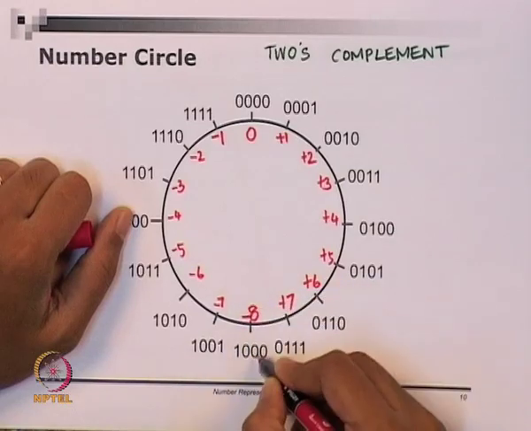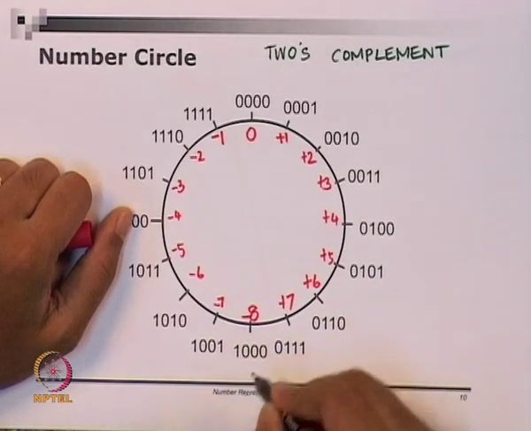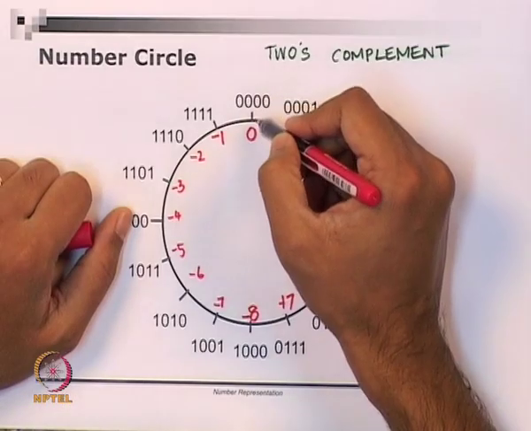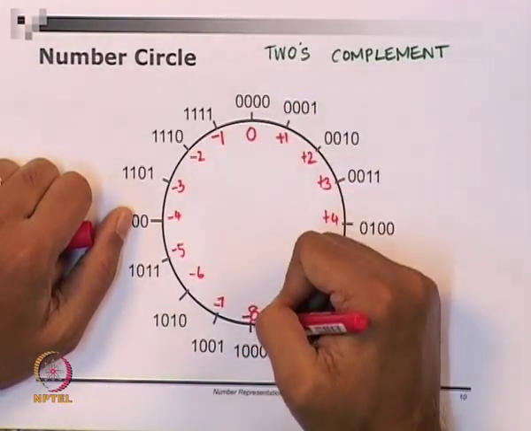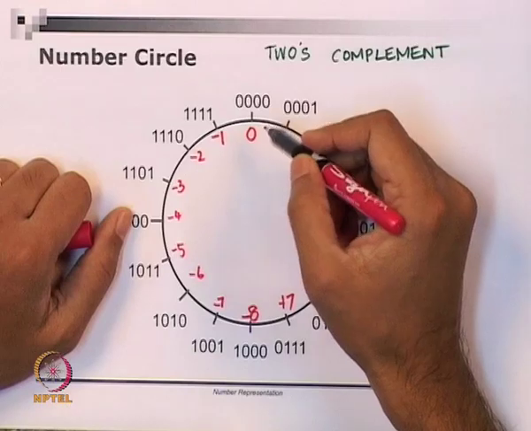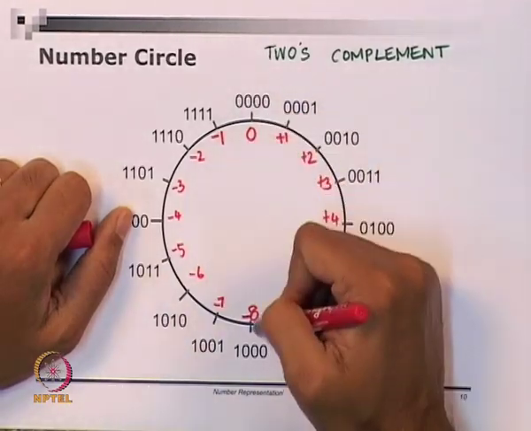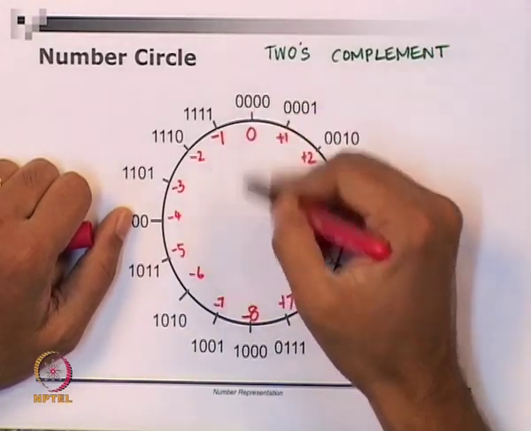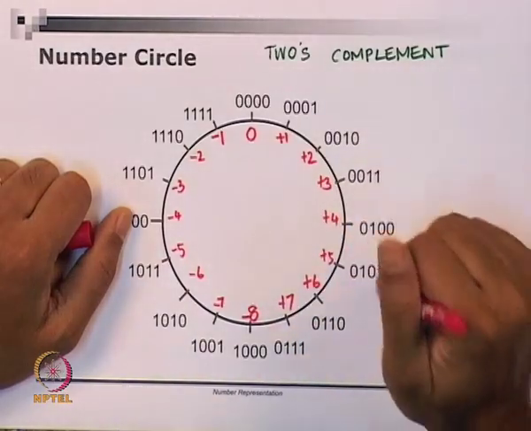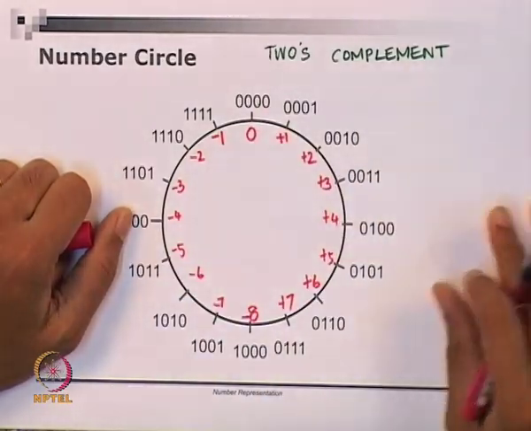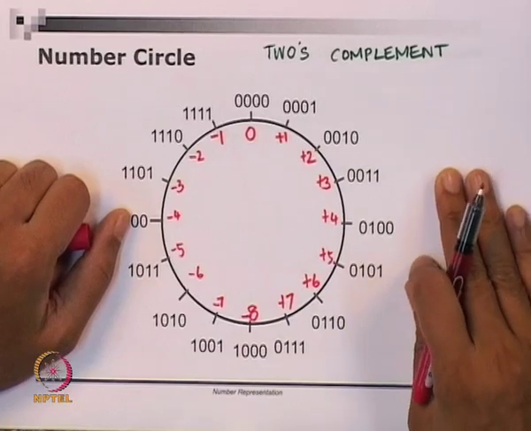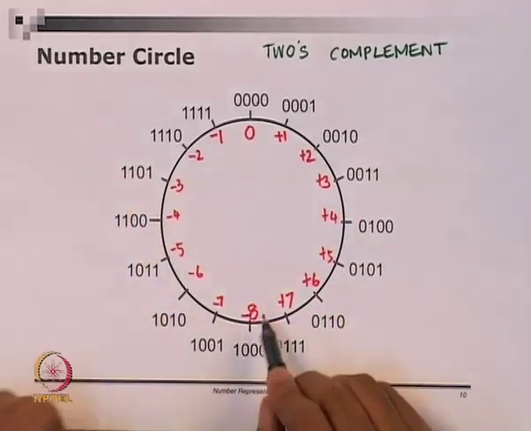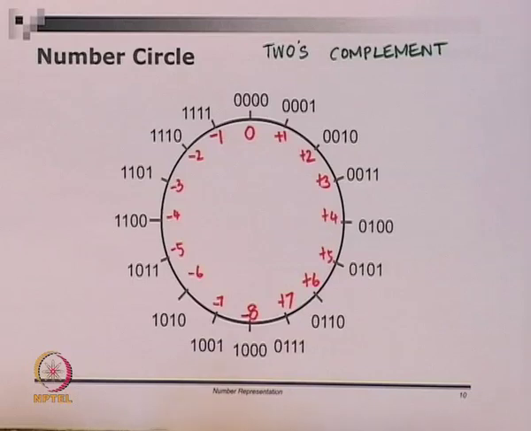However, this 1000 is minus 8. So we will have 0 and minus 8 opposite each other. If it is a 5 digit representation, 0 and minus 16 will be opposite each other, and if it is a 6 digit, it will be 0 and minus 32 and so on. So this is the number circle for 2's complement. I know that many textbooks do not carry the number circle, but this is a very useful way to remember how interpretations are done in 1's complement versus 2's complement and so on.